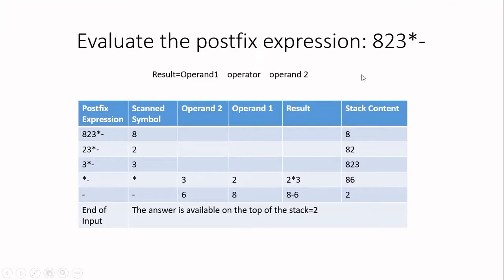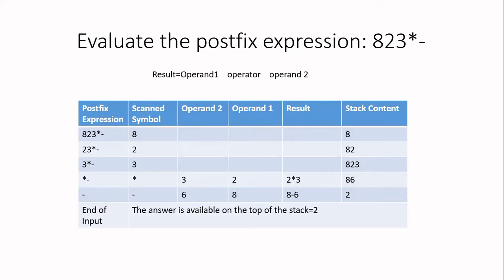Now you have to scan the expression starting from the left till you reach the rightmost direction. I have written here a total of 6 columns. In the first column is the postfix expression currently available in your hand. The second column is the symbol you are currently scanning. The third column is, as I told you, when you get an operator, you have to pop 2 operands from the stack.